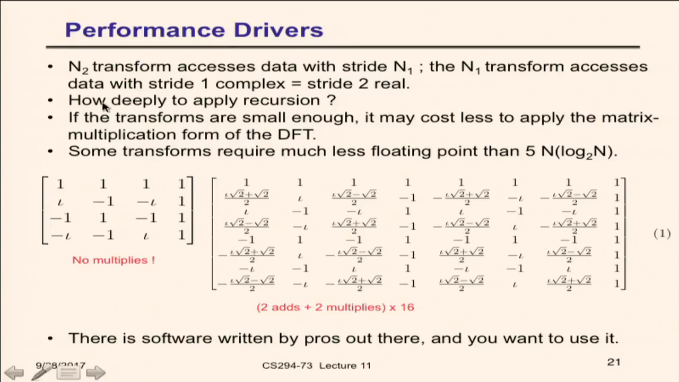As I said, you could have applied recursion on both sides. You could have had a split radix for the N2, a split radix for the N1, not for 5 and 3, but for larger radices. How deeply do you apply recursion? And then the third thing is that if the transforms are small enough, it may cost less to apply the matrix multiplication form of the DFT.